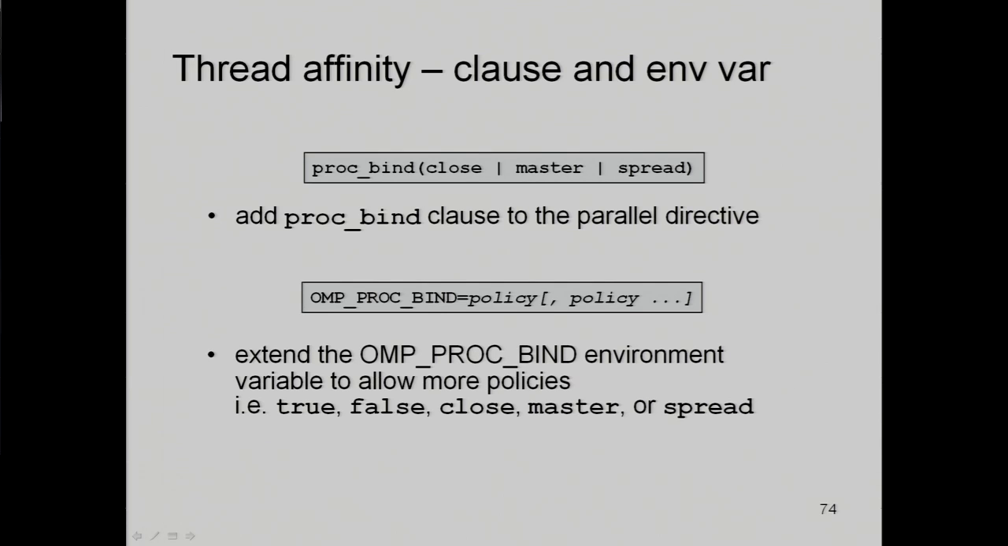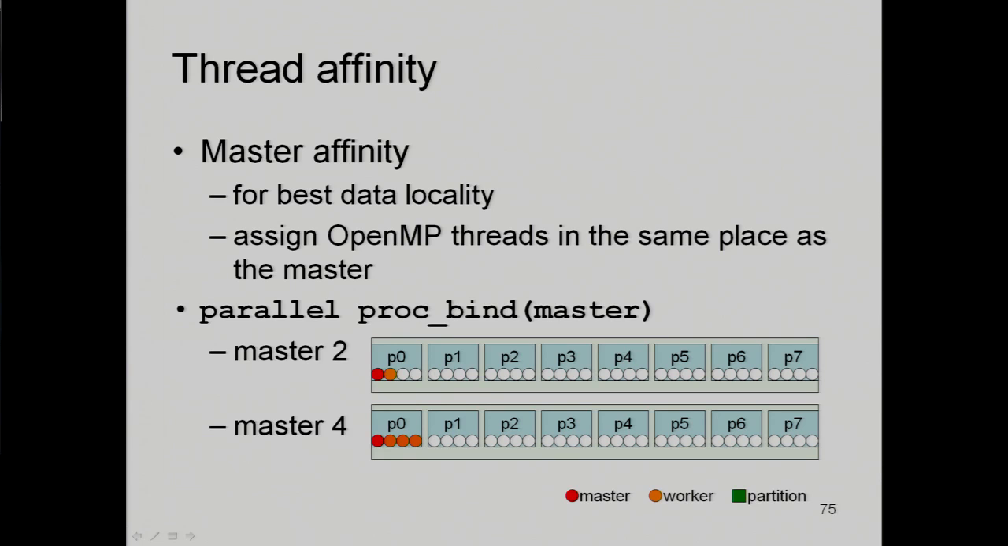Let's look at some examples. Remember, the master affinity is for best data locality. Basically, what it does is assign OpenMP threads into the same place as the master. Assume that we have a parallel region, and places P0, P1, P2. We assume that each place can have four threads.